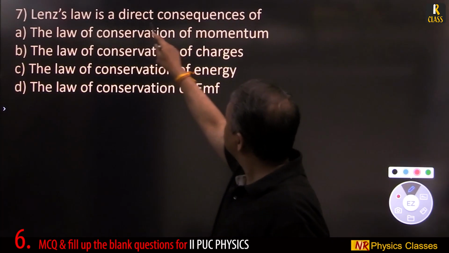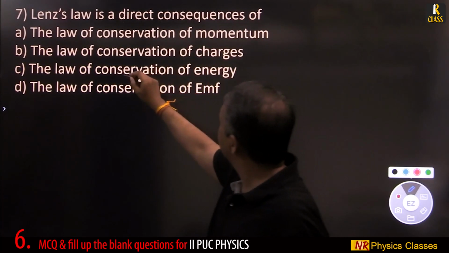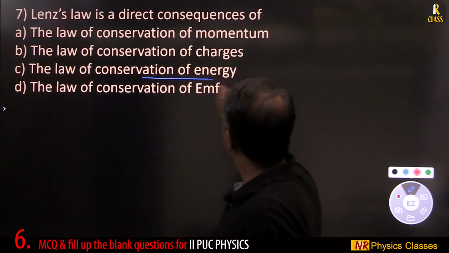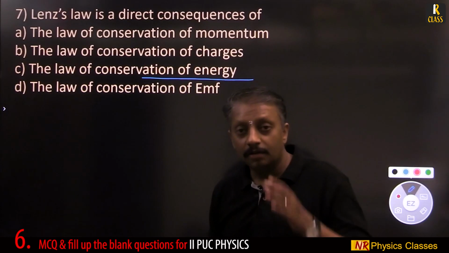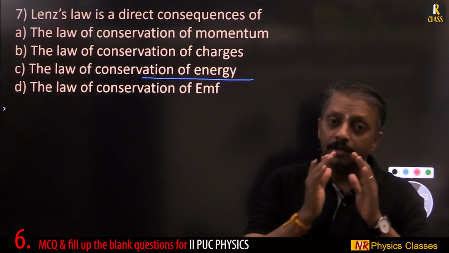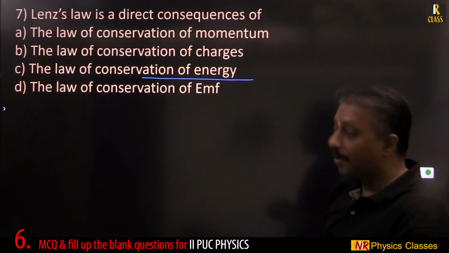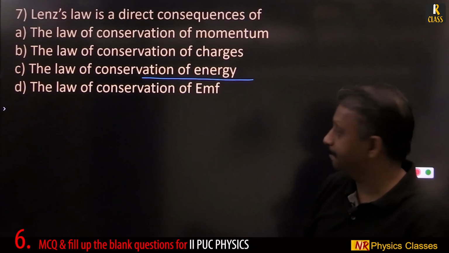Lenz's law is a direct consequence of law of conservation of energy. Lenz's law always opposes the cause in order to conserve energy. Means total energy should be constant.